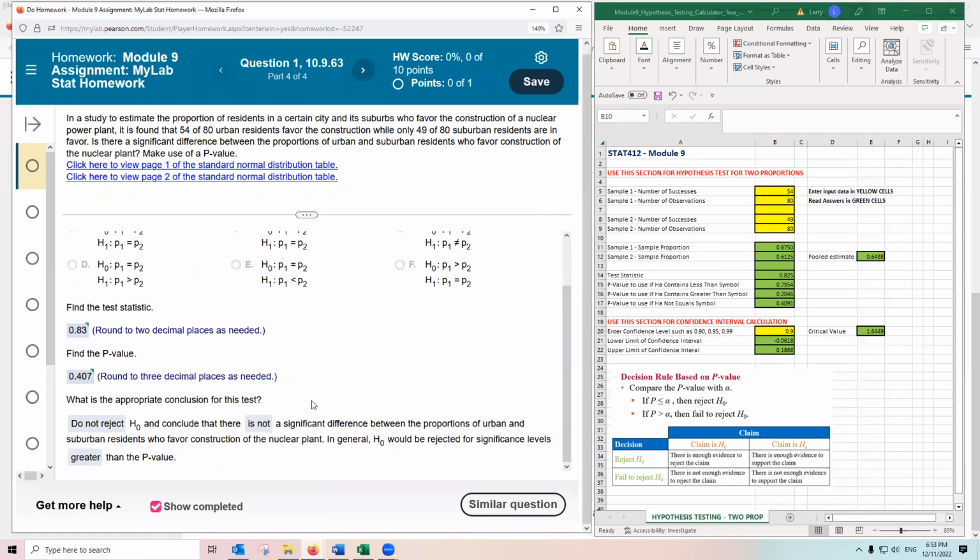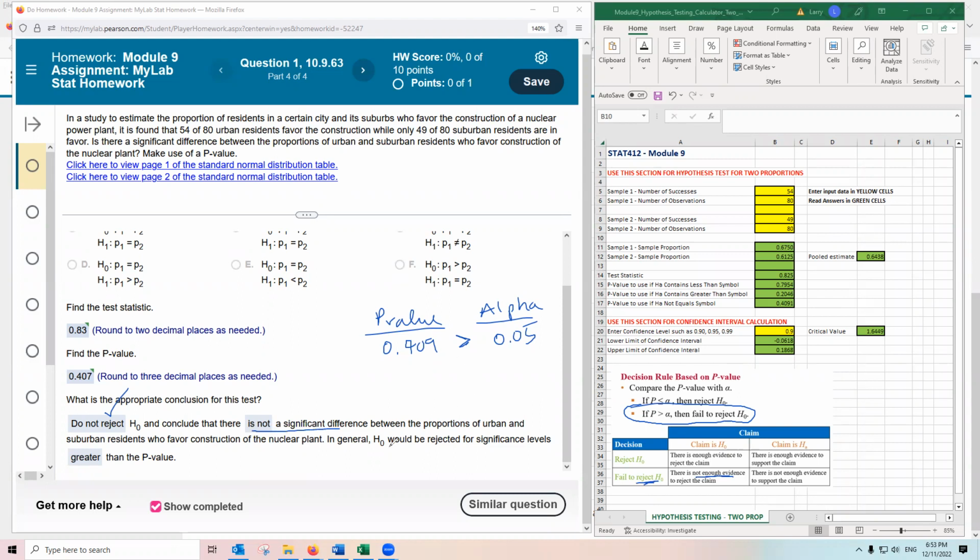All right, let me come down here. So what's our conclusion then? Well, for us, the p-value is 0.409. Our alpha was not given, so we're going to use 0.05 as a default value. Well, 0.409 is greater than 0.05. So here's my decision. If the p-value is greater than alpha, we do not reject the null hypothesis. If you come down here to fail to reject, notice it says there's not enough evidence. So there's not a significant difference between these proportions.